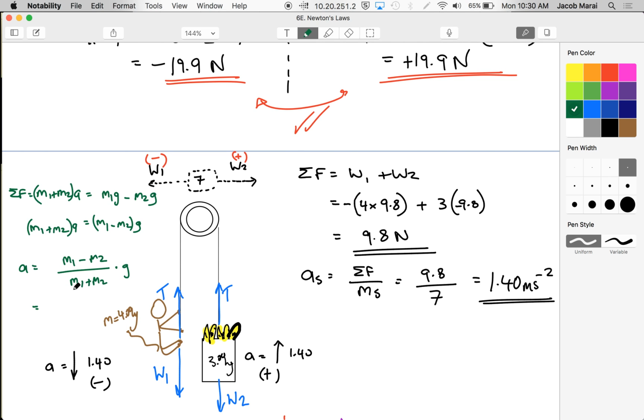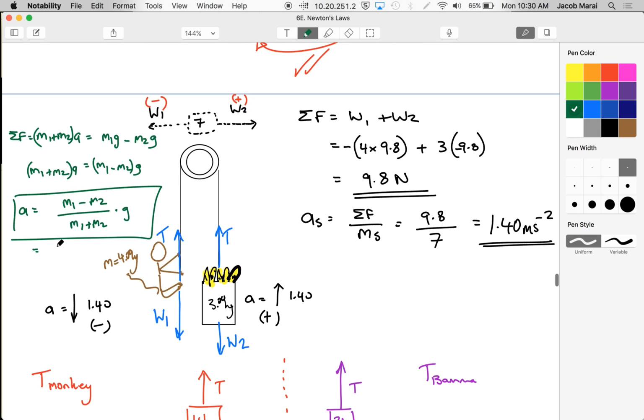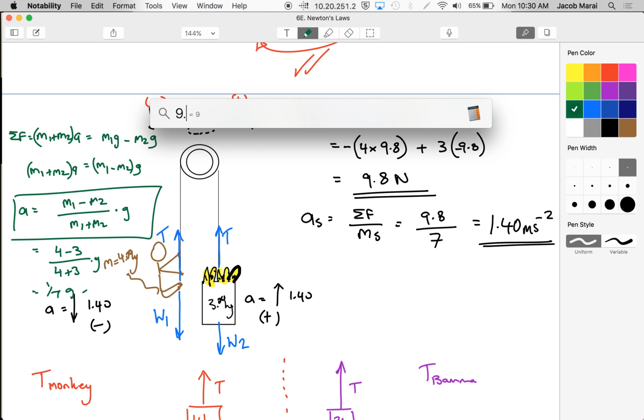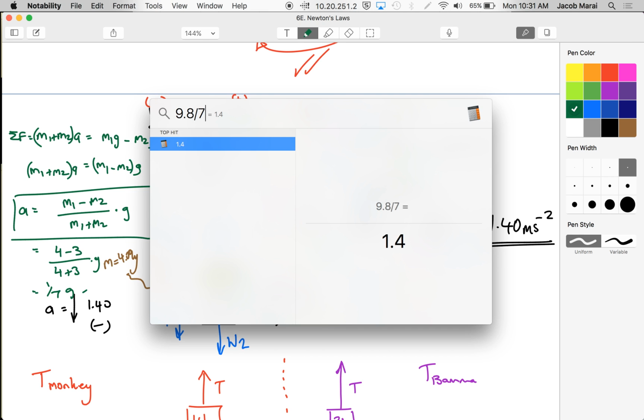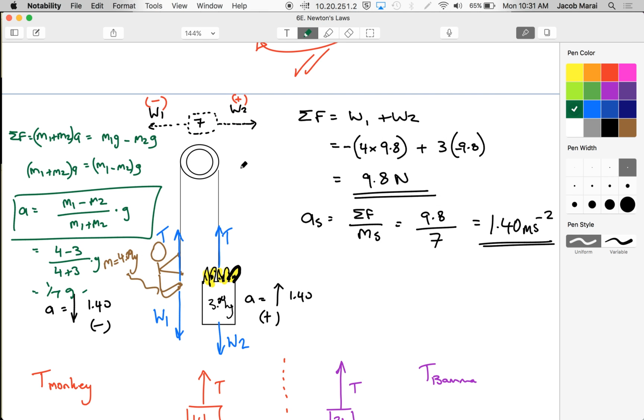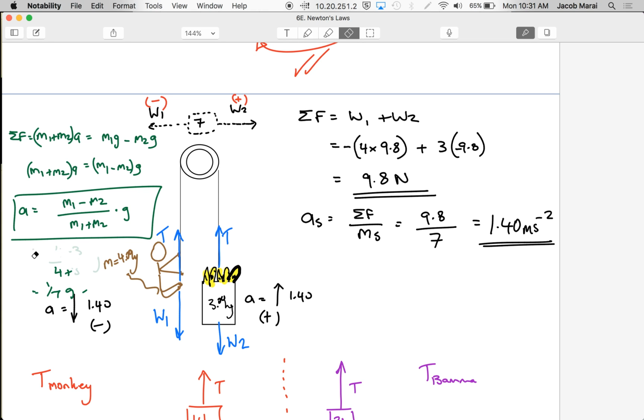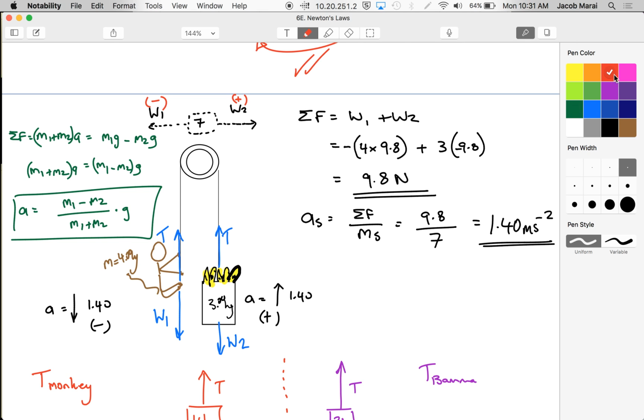So that becomes, I think there's a nice little simplified equation. What would that be? You would get 4 take 3 over 4 plus 3 times G, or 1/7 gravity. Is that what the acceleration is? Yeah, 1.4. So you can simplify it to that expression if you wanted. Thank you for spotting that, Marcus Handley. I would have been scratching my head for a few seconds. You're welcome. So it does simplify to that.